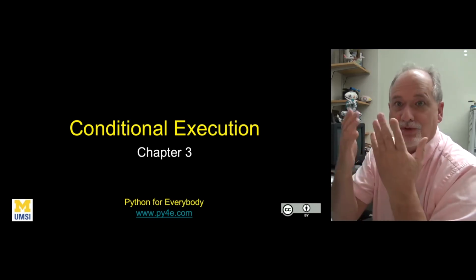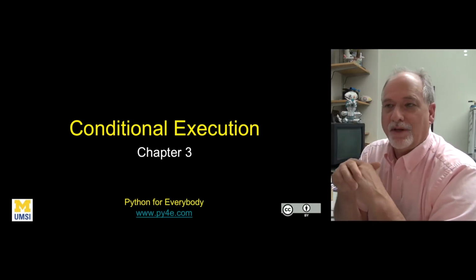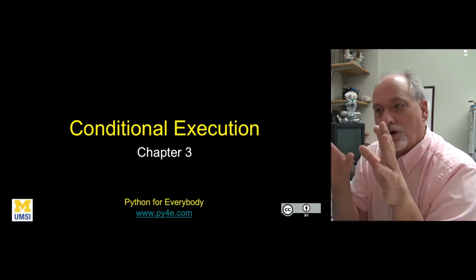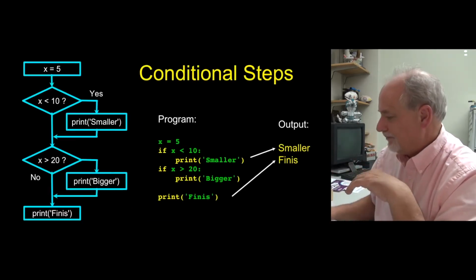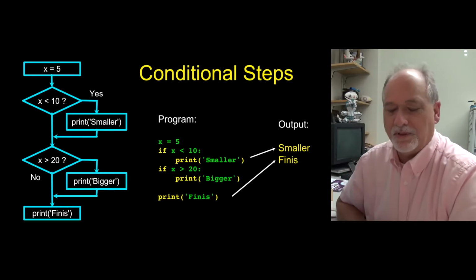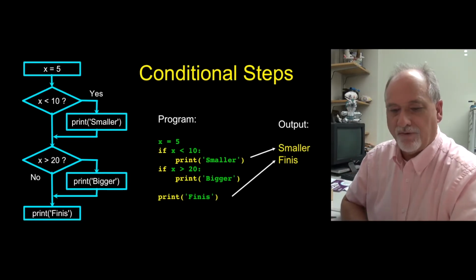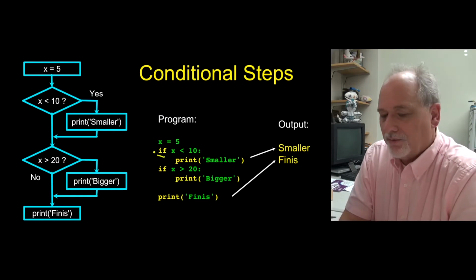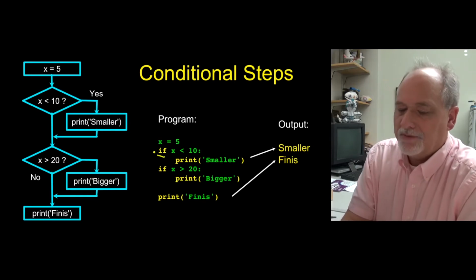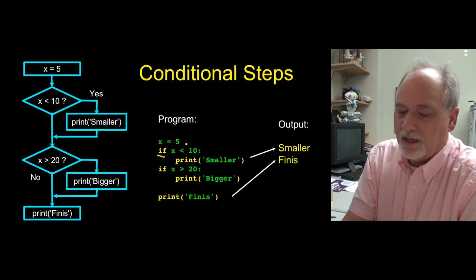Sequential code, we just do some things. Sometimes that's useful, but now we can have our code check something and then make a decision based on that thing. So the conditional steps in Python are pretty straightforward. The keyword that we're going to use is the if statement. And so if is a reserved word. And the if statement has as part of it a question that it asks.